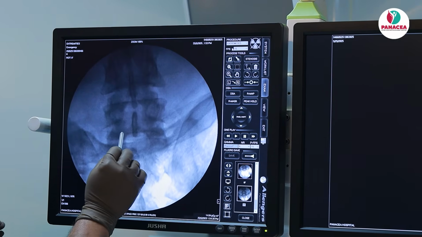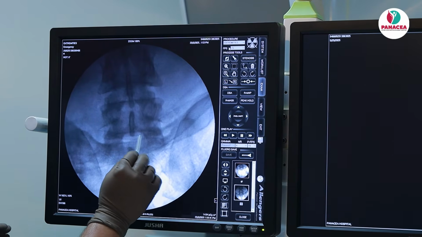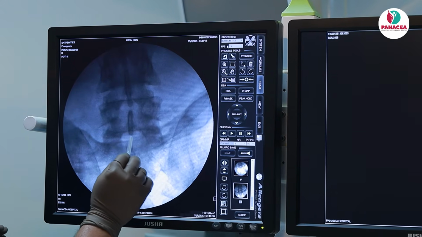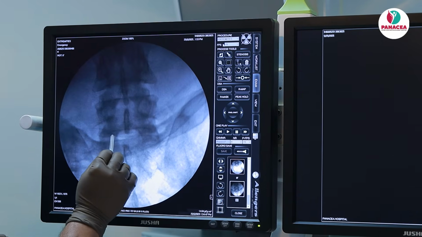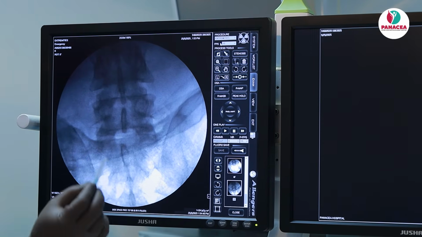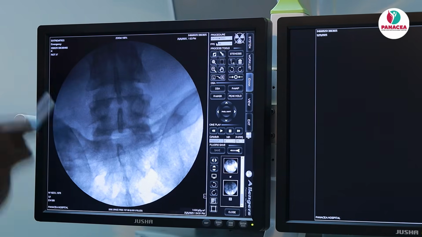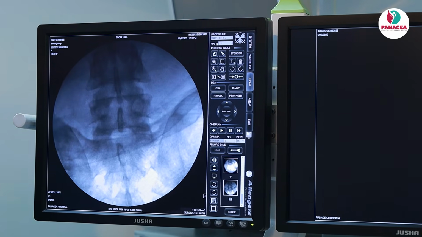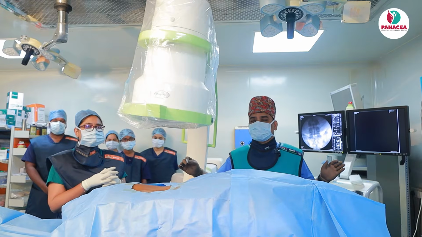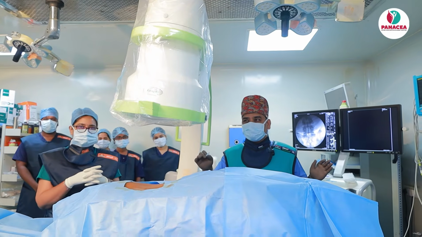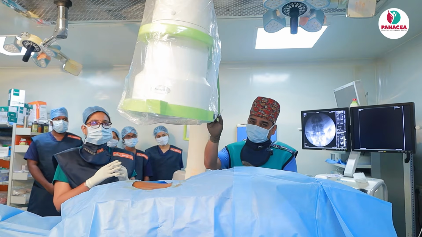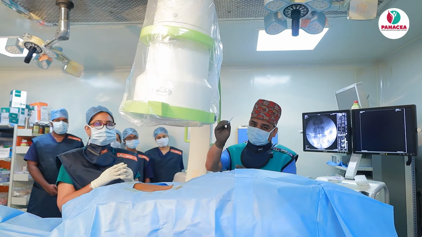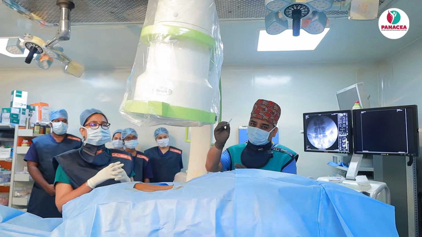If you look at the lower end plate of L5, it has two parallel lines. It's almost like an oval. So now we have to square this. How do we square? By just a cephalad tilt of the C-arm. Now we will take a shot after making the C-arm cephalad tilt. Now you see, in order to square the end plates, we have tilted the C-arm a little cephalad, almost 5 to 10 degrees, so that the end plates are squared.